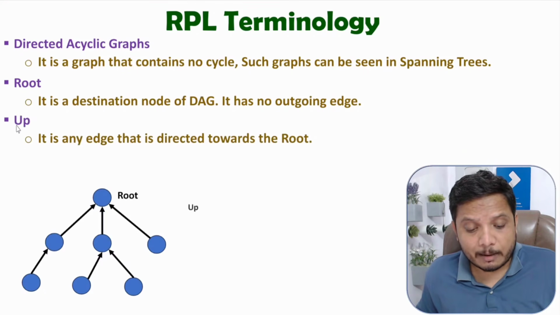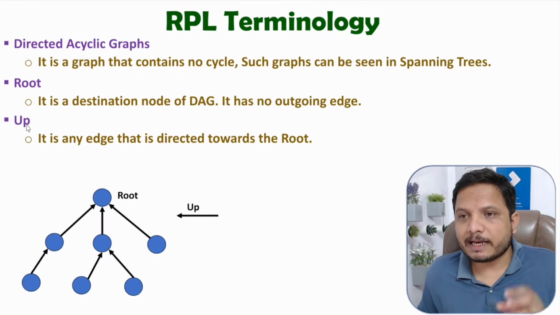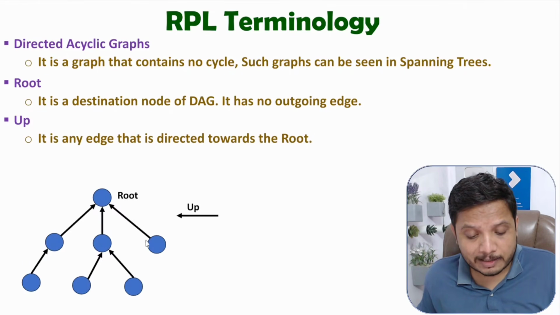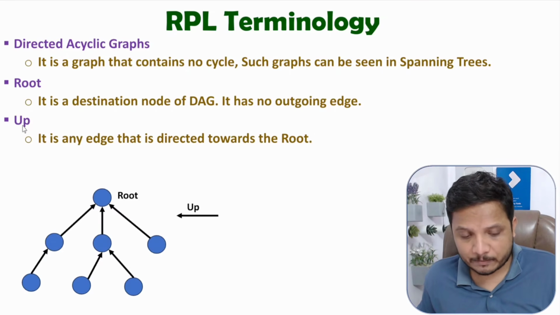Next is up. Up means what? It is an edge. In black color you can observe edges are provided, which are providing connections between nodes. Up means any edge that is directed towards the root. So here you see in black color, all the edges are directed towards the root. Those edges are up edges, that one can say.